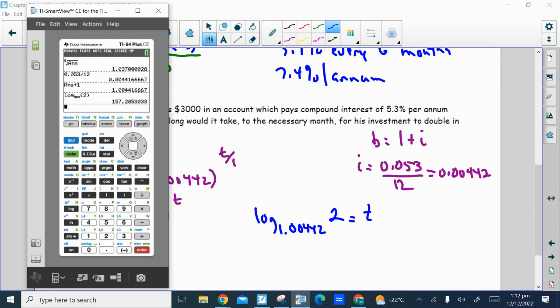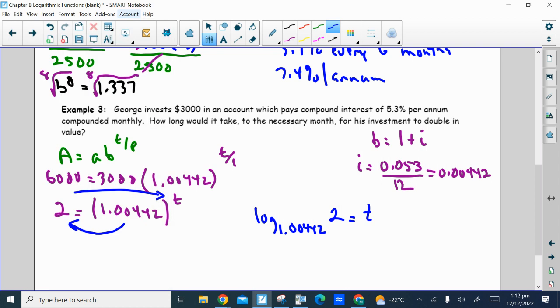Now, that number, if you round to the nearest month, it'd be only 157. However, you wouldn't have $6,000 in the account after 157 months. It'd be a little less than 6,000. So because of that, we're going to have to round this one up to 158, and then you'd have more than 6,000, but at least there's at least 6,000 there. So 158 months is how long it would take.